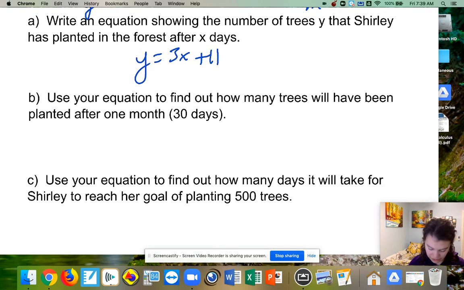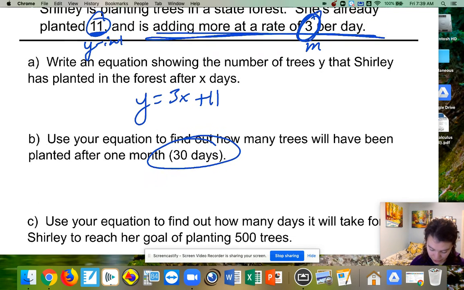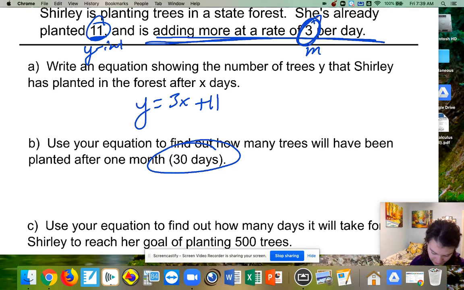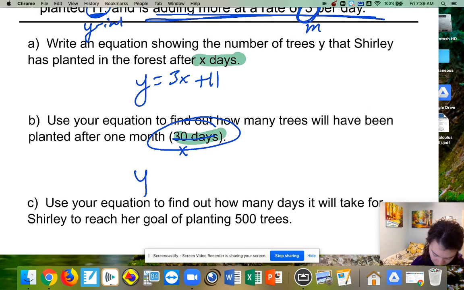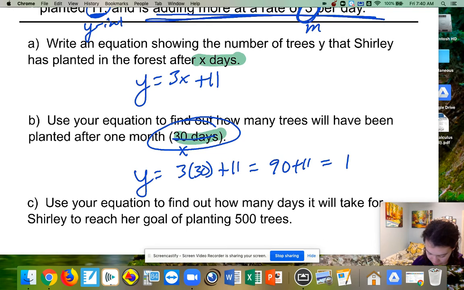Okay, now we want to figure out how many trees there are after 30 days. So think of this, are days the x or the y? You can look up here, it told us that x is days. So this is an x value right here. So we're going to plug that in. y equals 3 times 30 plus 11, which then is 90 plus 11, or 101. So 101 trees.